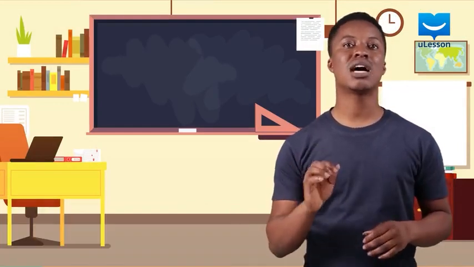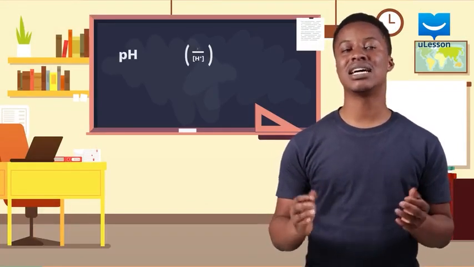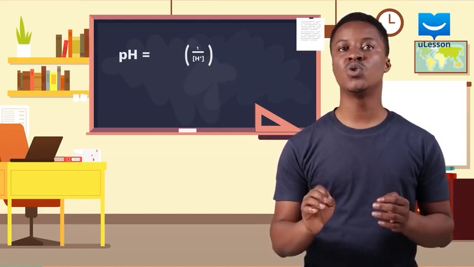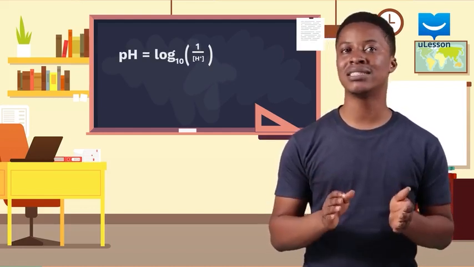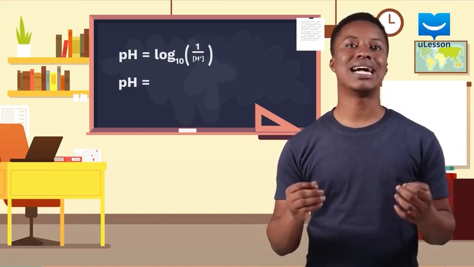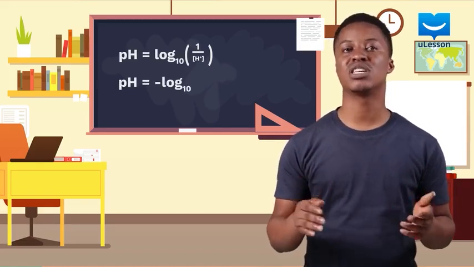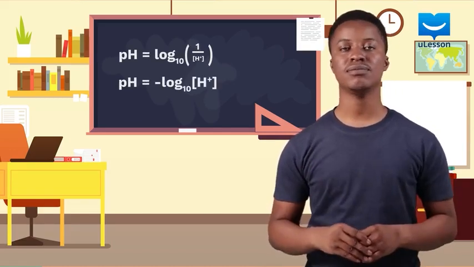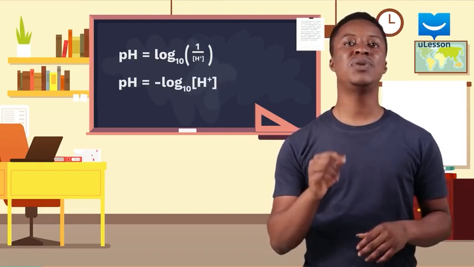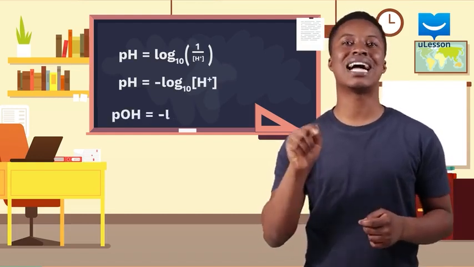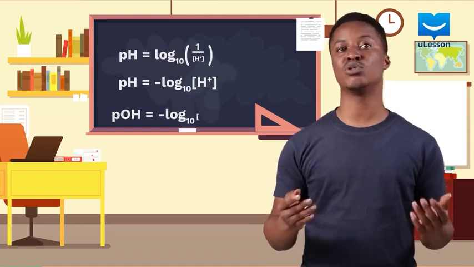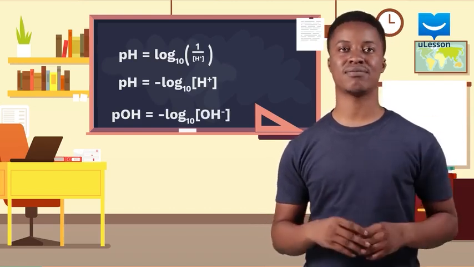Mathematically, the formula for calculating pH can be written as pH is equal to log inverse of hydrogen ion concentration to base 10, or as minus log hydrogen ion concentration to base 10. In the same vein, the pOH of a solution is equal to the negative logarithm of the hydroxide ion concentration of the solution to the base of 10.